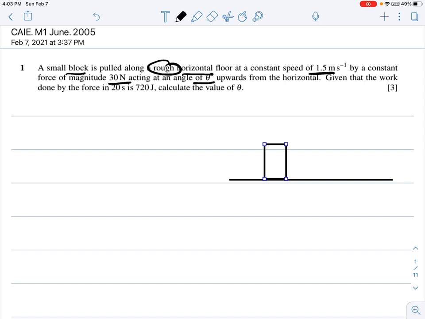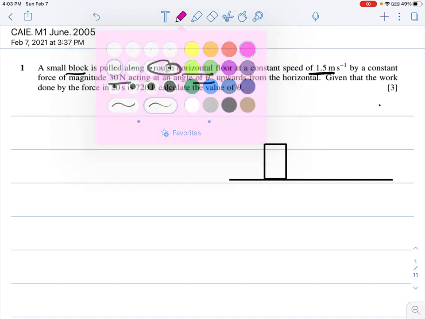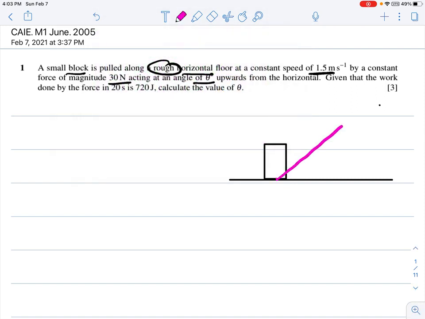Now this block is being pulled with a constant force. So I am pulling this one with a force at an angle theta, and this force is 30 newtons. Given that the work done in 20 seconds is 720 joules. So what is this 30 newtons? We have to resolve the forces. So this will be 30 cos theta.